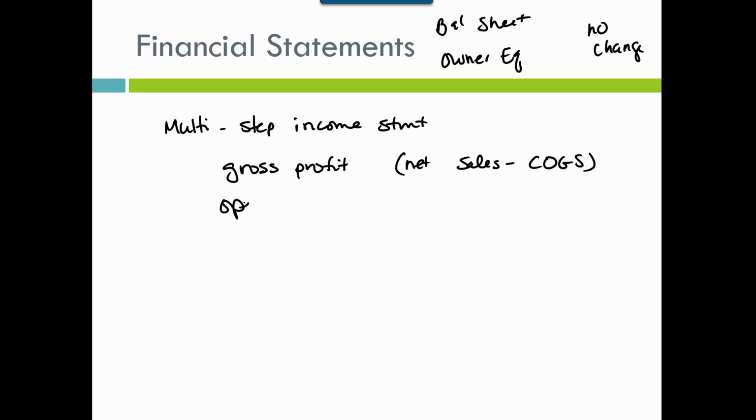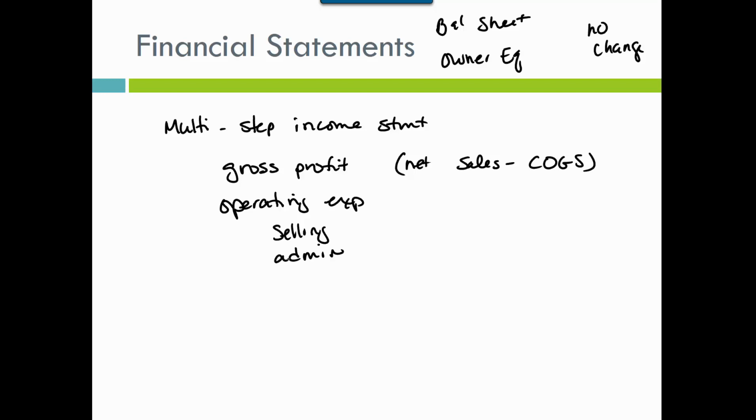Then I subtract off the operating expenses, which are generally grouped into selling and administrative. Selling is related to, again, this is a merchandiser, right? So this is anything related to, say, the store itself, the salespeople's salaries, delivery, advertising, that kind of stuff, and then admin will be like office stuff not directly related to selling.